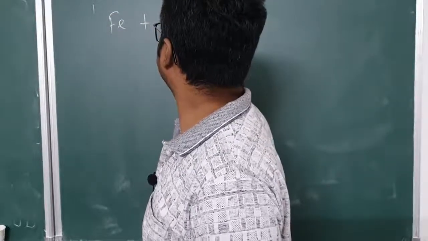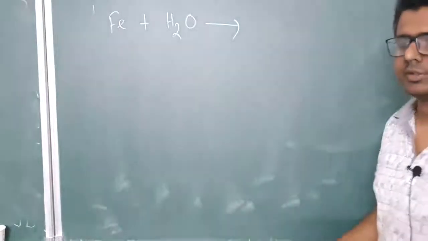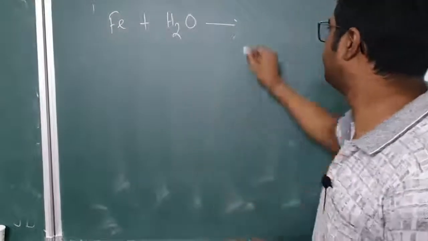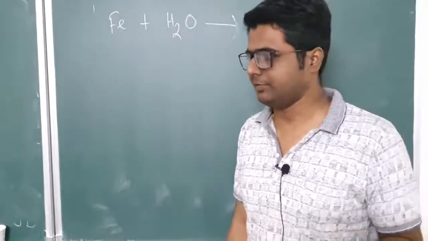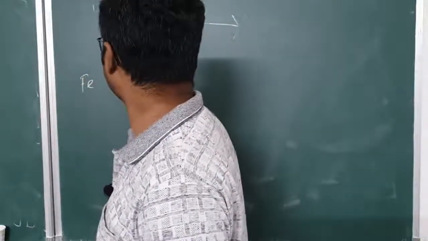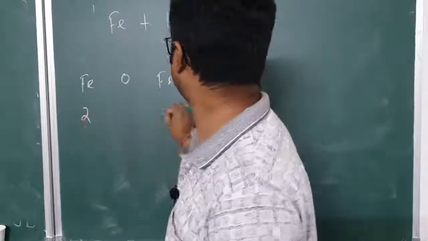Iron plus H2O, steam. See, this is a typical reaction because iron has two valencies. Iron has variable valencies 2 and 3. So there can be two possibilities. One is 2, one is 3.